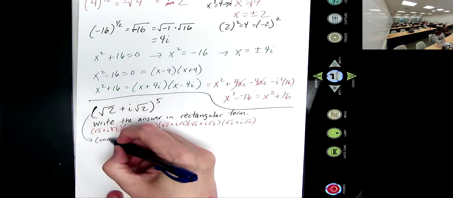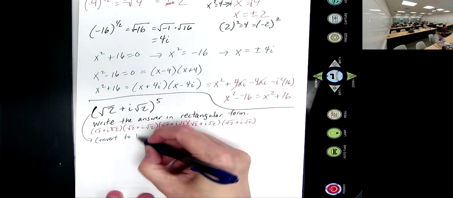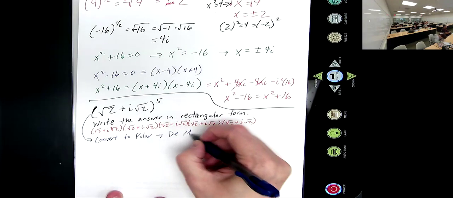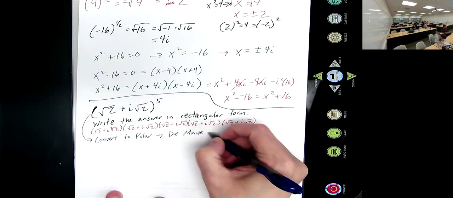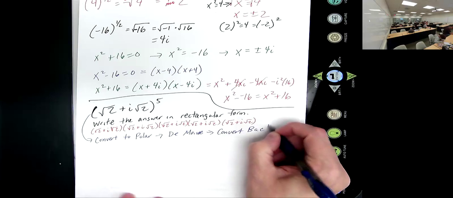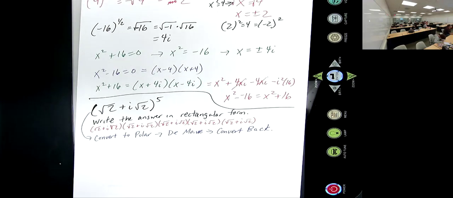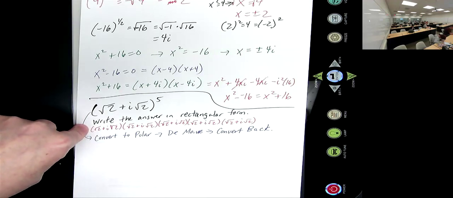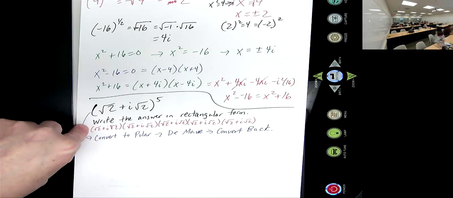Convert to polar, and use de Moivre, and then convert back to rectangular. There's still some steps here, but the steps are a lot quicker and easier. I'm sure if you multiplied it out, you'd make a sign mistake somewhere.